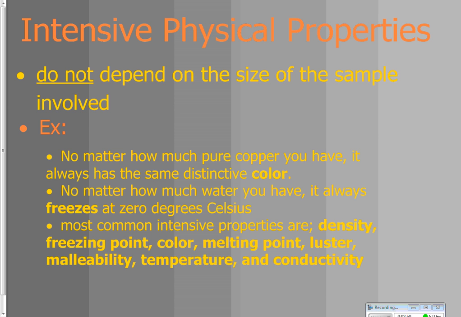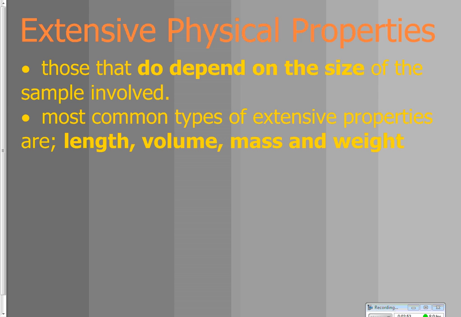Now the next kind of a property is an extensive physical property. And extensive properties do depend on how much you have. So if I have more of something, that kind of property would change. For example, if I have a piece of copper wire and I cut it in half, now the length will be different. So length is an example of extensive because it does depend on how much I have. Volume, mass, weight are all examples of extensive physical properties. So physical properties are things that can be measured without changing the identity of the substance.